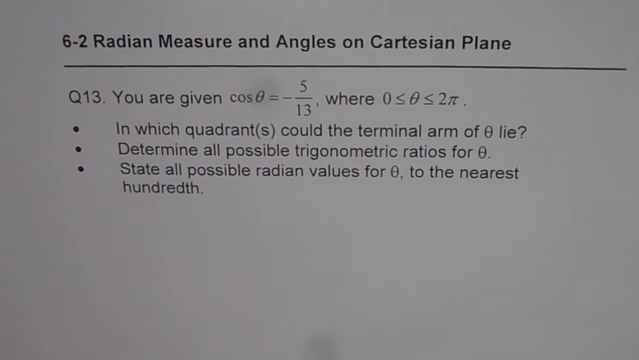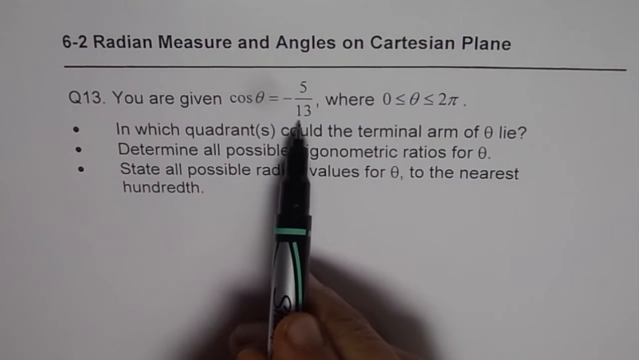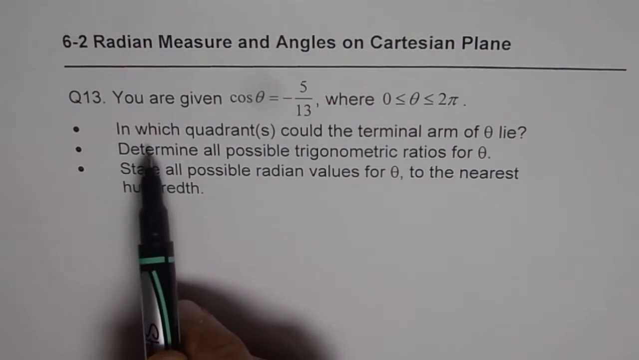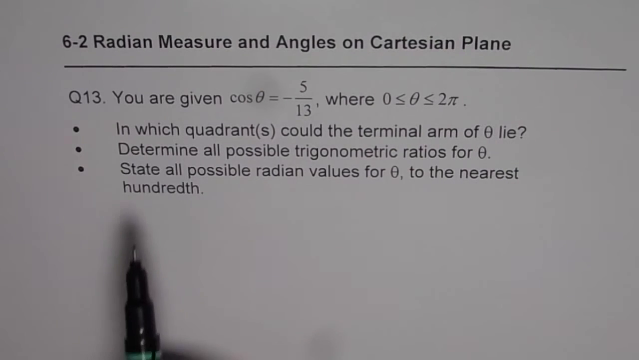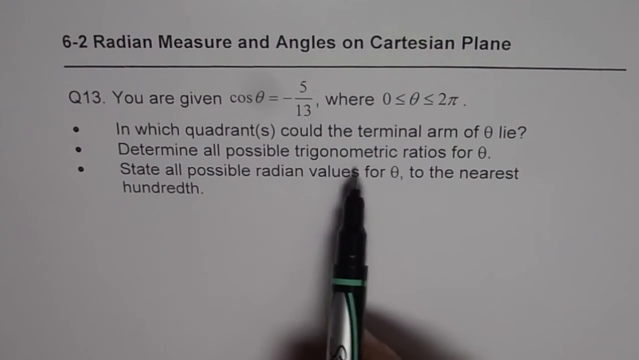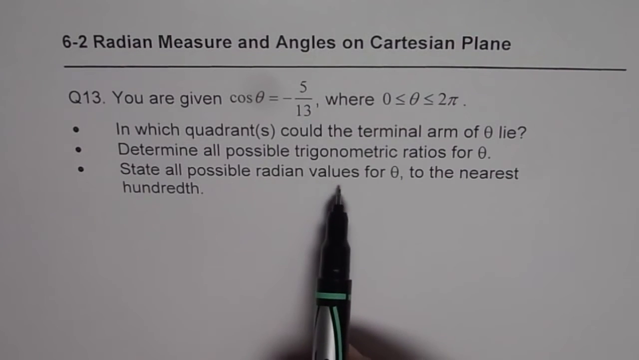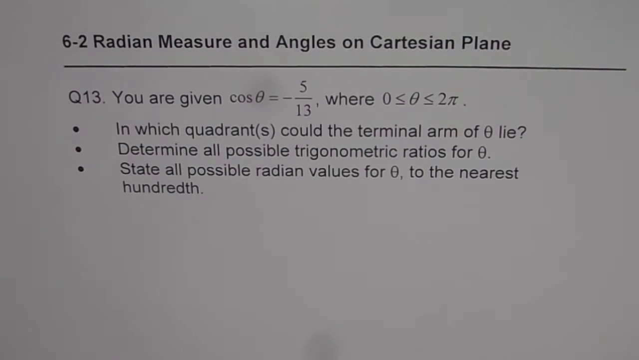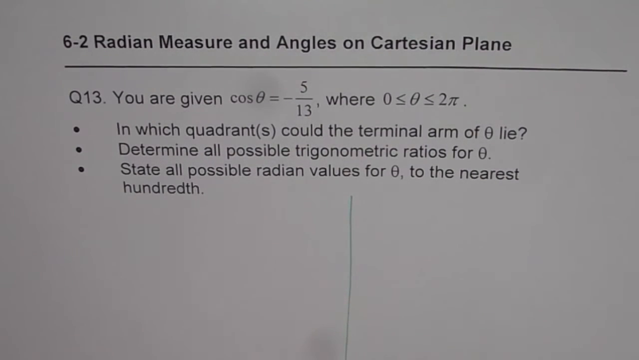Well, the question here is, you are given cos theta equals minus 5 over 13, where theta is between 0 to 2 pi. In which quadrants could the terminal arm of theta lie? Determine all possible trigonometric ratios for theta. State all possible radian values of theta to the nearest hundredth. So that means there is definitely more than one value, right? Let's understand why we have more than one value.